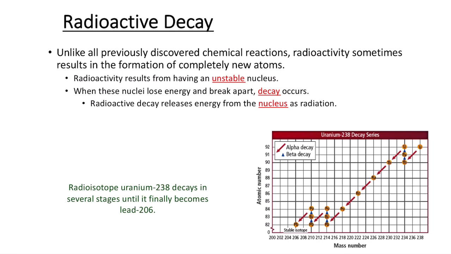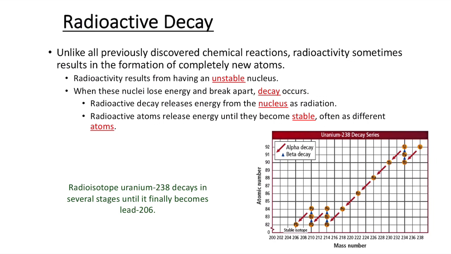Radioactive decay releases energy from the nucleus as radiation. Radioactive atoms release energy until they become stable, often as different atoms. Often it doesn't become stable until that new atom is formed, so it's going to keep decaying until it finally reaches a stable final form. The bottom here provides you with a decay series, and we're going to get into this in the next slide, but essentially uranium-238, so that's its mass, decays in several stages until it finally becomes lead-206. So it becomes a completely different element.